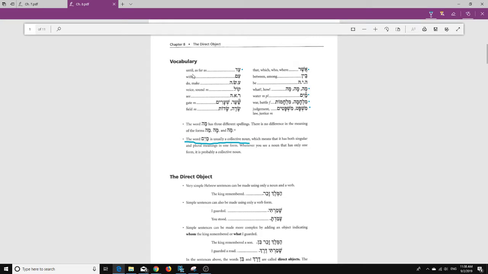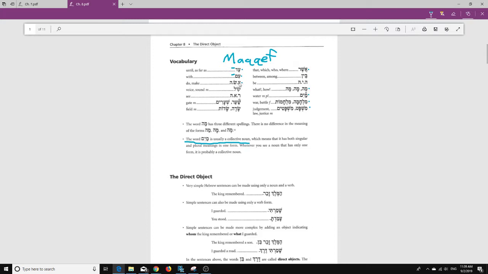Ad, until, as far as. Im, with. Both of these are going to be those makef prepositions. So you'll have that kind of similar to an English dash. Remember, that's called a makef. It's kind of hard to write. I'm on my desktop computer. But there we go. That's what these are, your makef. So these are makef prepositions kind of attached to the next word.